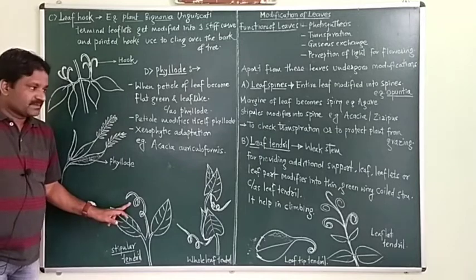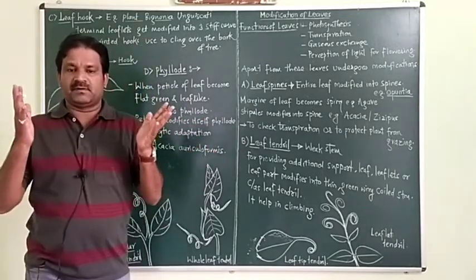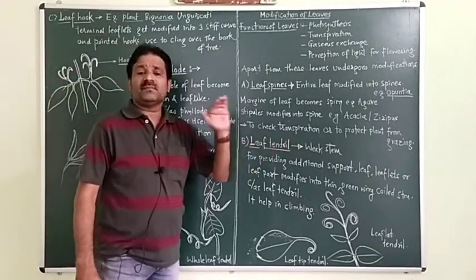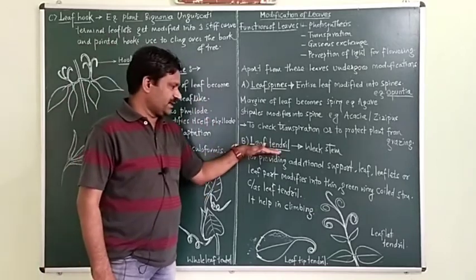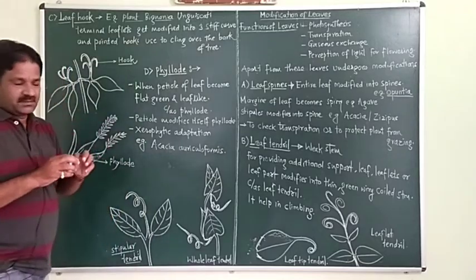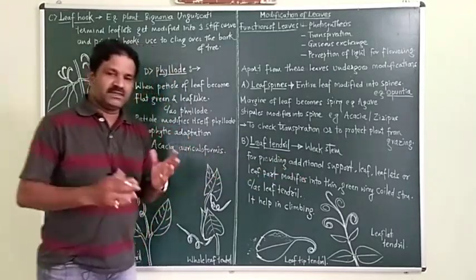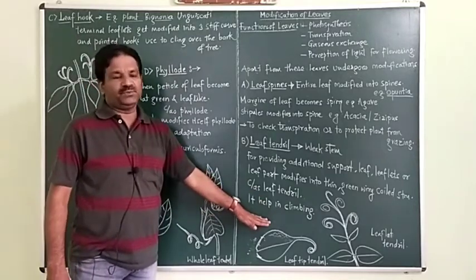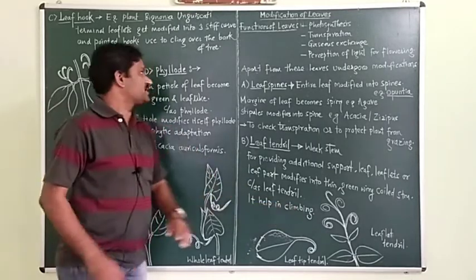into tendril. Now this leaf tendril, generally such plants having a weak stem have a special modification, leaf tendril. Leaf part modified into thin green wiry structures, that is leaf tendril, which helps the plant to climb or to rise with the help of substratum.